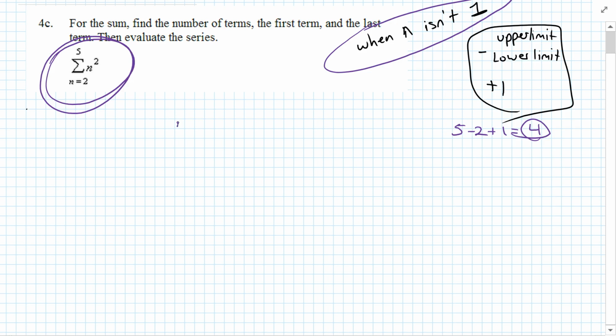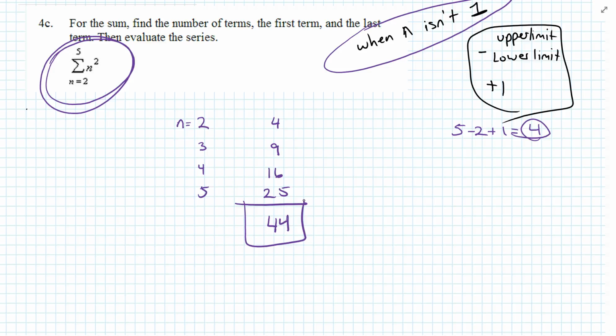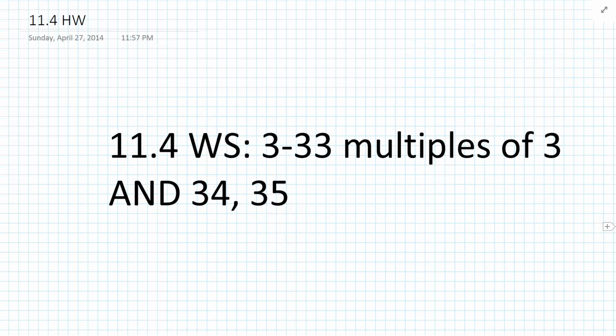So we're just going to have to evaluate for each n, and sum it up the old way. When n equals 2, my answer is going to be 4 because we're just squaring our n value. When n equals 3, my answer is 9. When n equals 4, my answer is 16. And when n equals 5, it's going to be 25. So when we add these together, we're going to get 44. So again, it does matter how many terms we get: upper limit minus lower limit plus 1. Okay, there's your homework. Good luck.